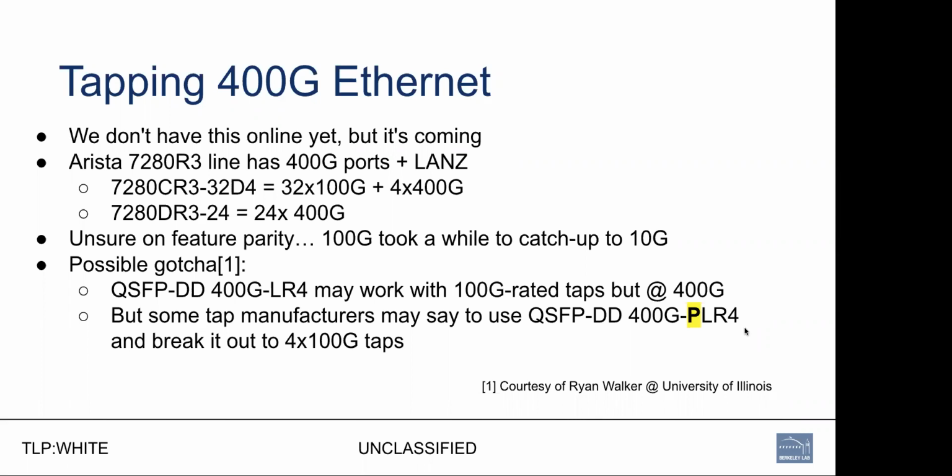And then Ryan Walker from University of Illinois pointed out that the taps may only be rated at 100 gigs. Even though they might work at 400 gigs, the manufacturers may say you have to use the 400G PLR4 optics, which basically break it out to 4 by 100 gig streams, and you'd have to put it through 4 100 gig taps and then recombine it after doing so. Our plan is that we're going to test both of those things, and who knows, maybe by the time we actually have all of our equipment, there will be 400 gig rated taps as well.